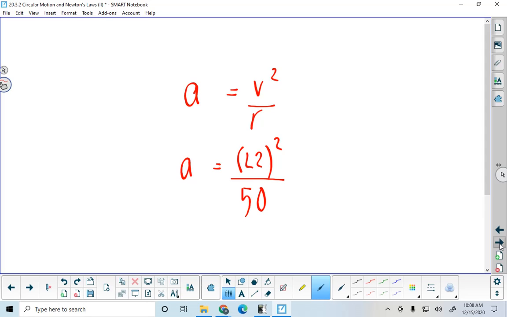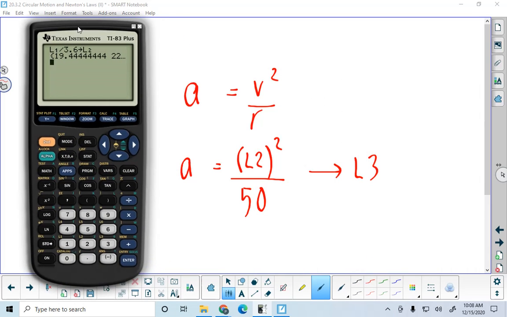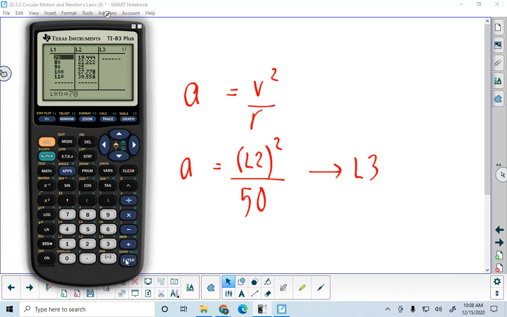But we need to store that someplace, so I would do that calculation and store it as L3. Rather than doing the same calculation over and over and over again, just to remind you where we're at here, in our list L2 is the speed. Rather than squaring each of those and dividing each of them by 50, I'm going to do that here.